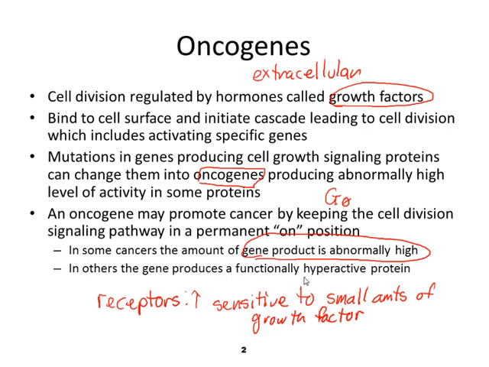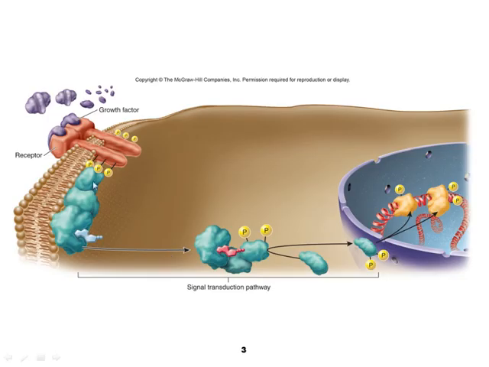And in other cases, we can actually tweak the enzyme activity to work better than it did before. So the kinase activity can't be shut off. And as a result, if you can't shut off the gene product, we're constantly signaling for the cell to divide. Here's a typical signal transduction pathway.